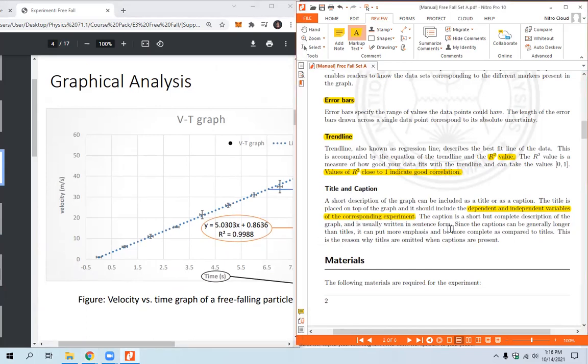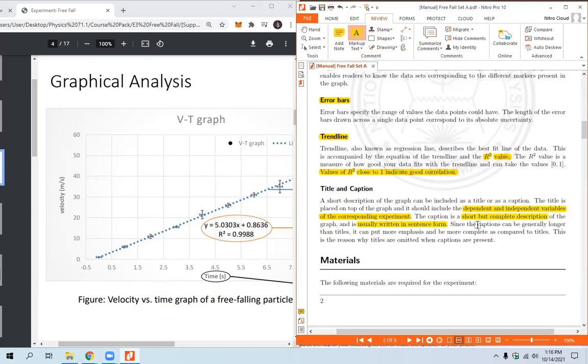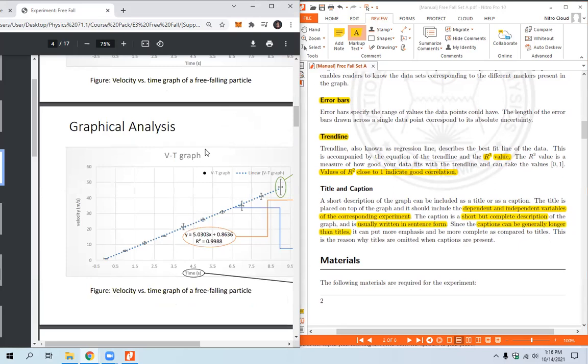On the other hand, ang caption naman ay short but complete description of my graph. It's usually written in sentence form. Usually, but not necessarily. Ang captions normally ay longer than my titles and it can put more emphasis. So it's actually an either or situation. You can put titles or captions, pwede ring both.